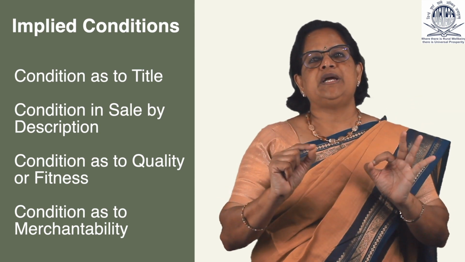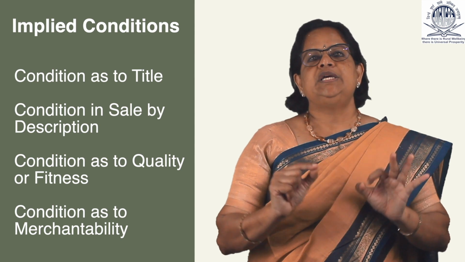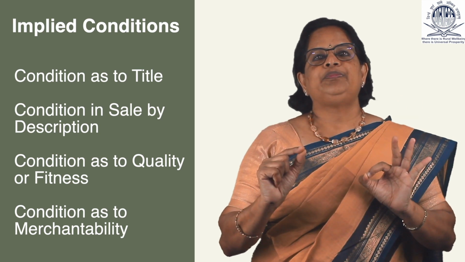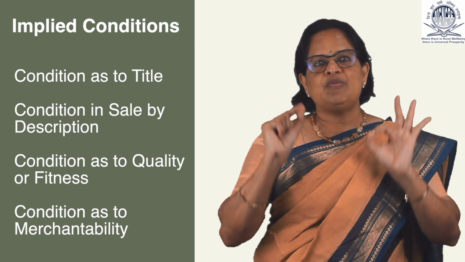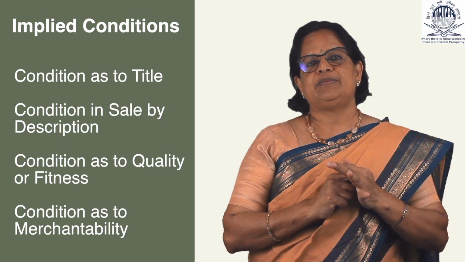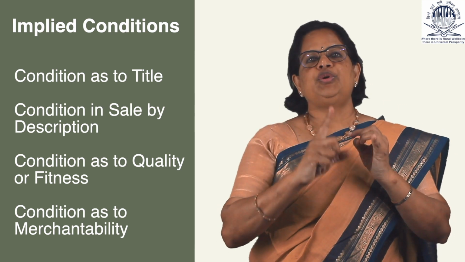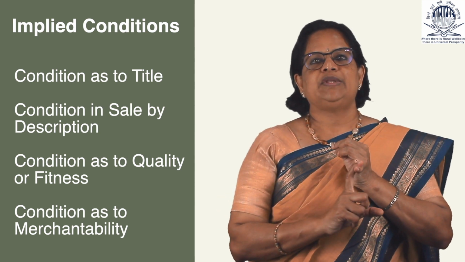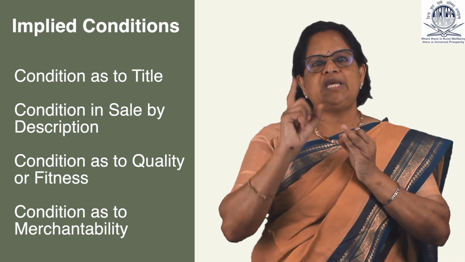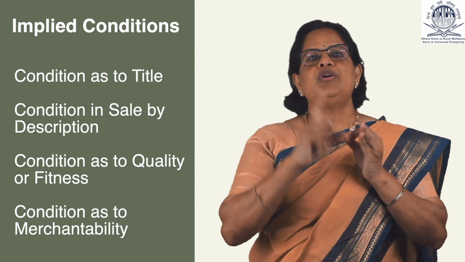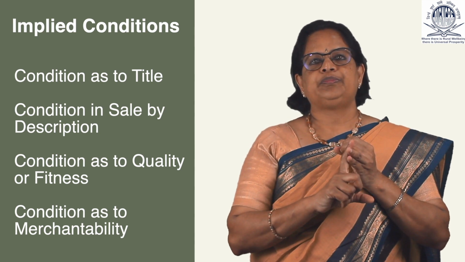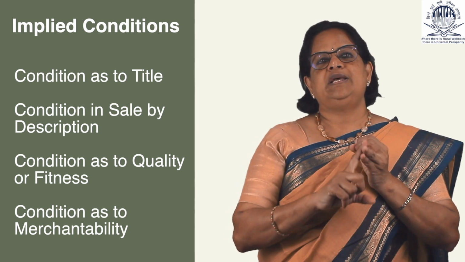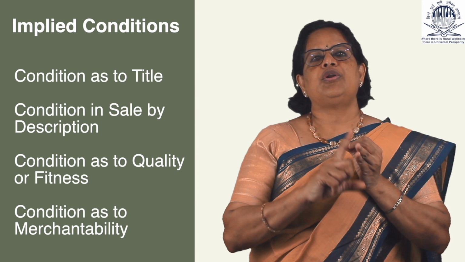But there is an implied condition on the part of the seller that the goods supplied shall be reasonably fit for the purpose for which the buyer wants them, provided the following conditions are fulfilled. The buyer should make known to the seller the particular purpose for which the goods are purchased. This is the first condition. The second condition is the buyer should rely on the skill and judgment of the seller. The goods must be of a description dealt with by the seller, whether he is a manufacturer or not.